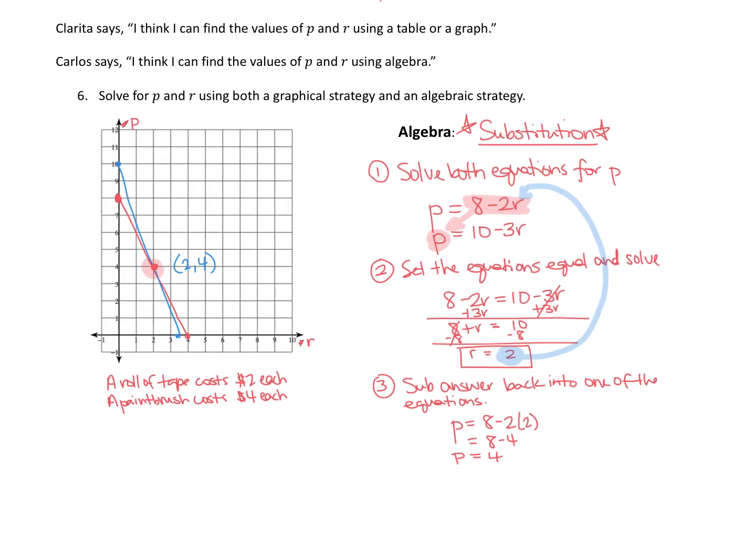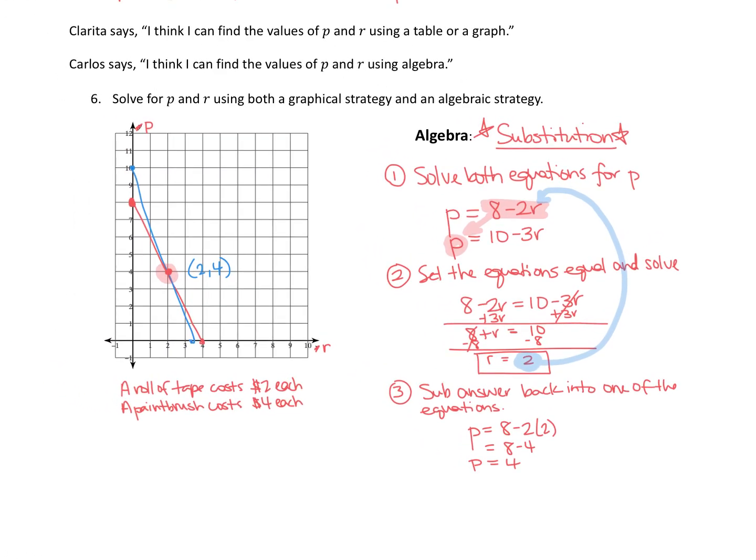So regardless if you use a graphing strategy or an algebra strategy, you will get the same solution. And we can write it as an ordered pair if we wanted to. So it would go 2, 4. This is our roll of tape. This is our paintbrush cost. Okay. All right. Hopefully that makes sense, and you'll have recorded this substitution example so that you can use substitution in the future. Let's go ahead and move on to our takeaways.